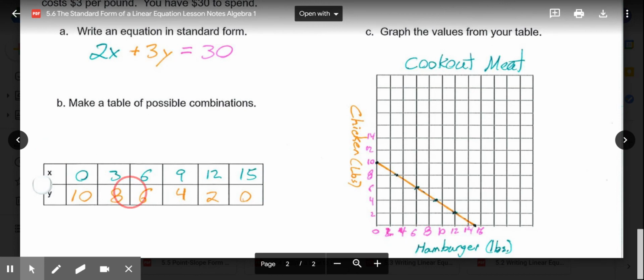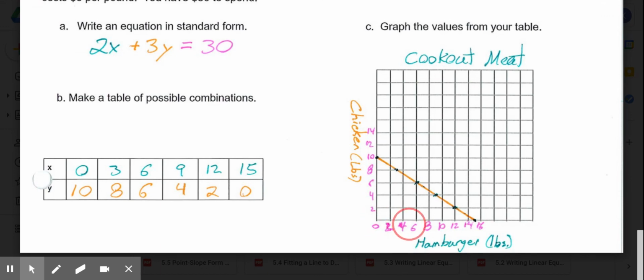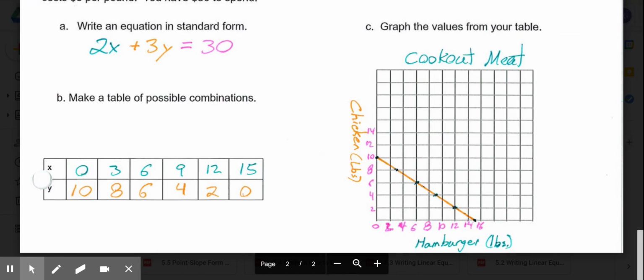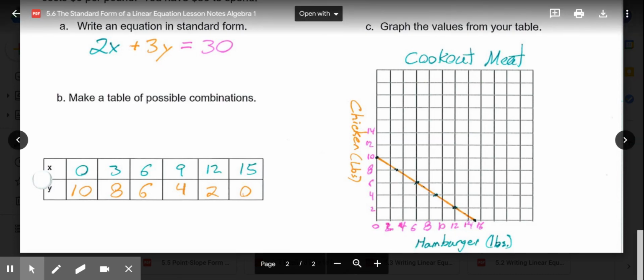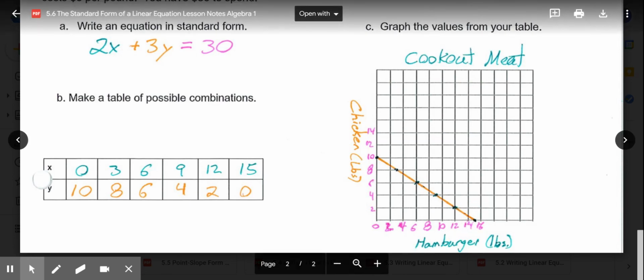Now that I have that information, they want me to graph the values from my table. So you can tell I went by 2's, vertically and horizontally. Your y value chicken goes vertical. X value hamburger goes horizontal. Title, I just made it cookout meat. And then my points, so over 0, up 10, right there. Over 3, up 8, right there. Over 6, up 6. Over 9, up 4. Over 12, up 2. And over 15, up 0. Then connect your points with the line, and there's our graph.